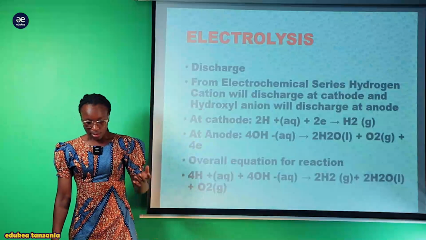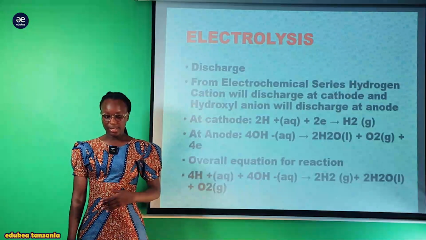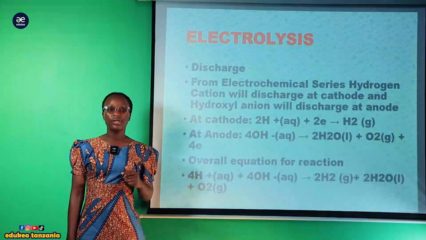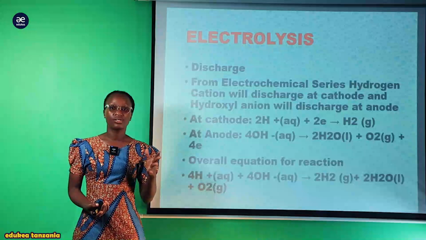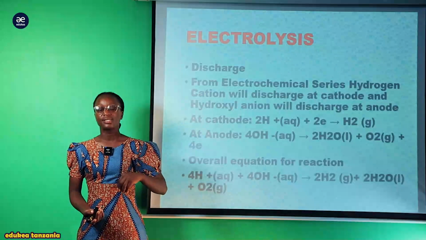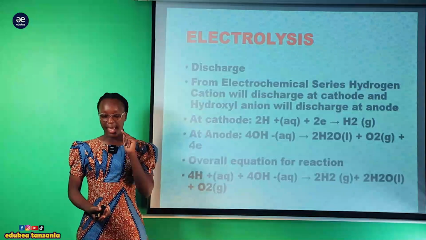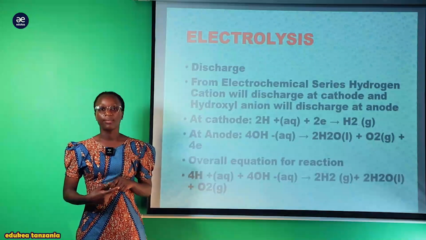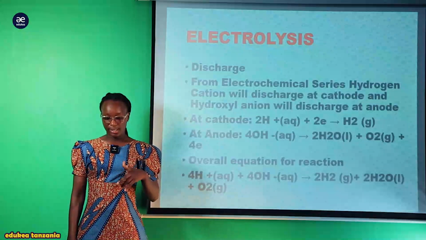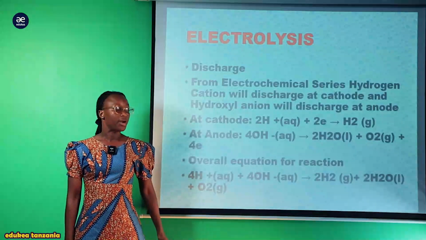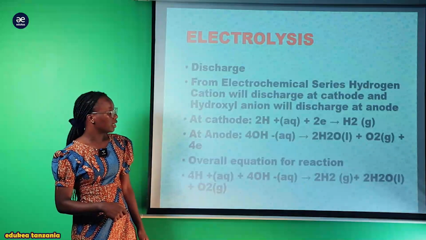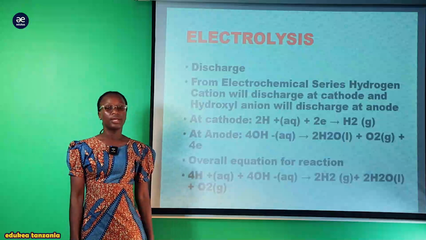Now here, from the electrochemical series, the hydrogen cation will discharge at the cathode, and the hydroxyl ion will discharge at the anode. Kwamba at the cathode ndo hydrogen itakapokuwa discharged, kwa sababu tuna hydrogen na sodium. Lakini tunajua katika electrochemical series, as you go down the series, the ease of discharging of the ion tends to be preferred. So the hydrogen will be preferred for discharge compared to sodium, kwa sababu sodium itakuwa ina exist at the strong. Now at the anode, where we talk about OH, it will be discharged into a water molecule and oxygen gas. The overall reaction is like this: 4H+ plus 4OH-, we are going to have hydrogen gas, water molecule, and oxygen gas.